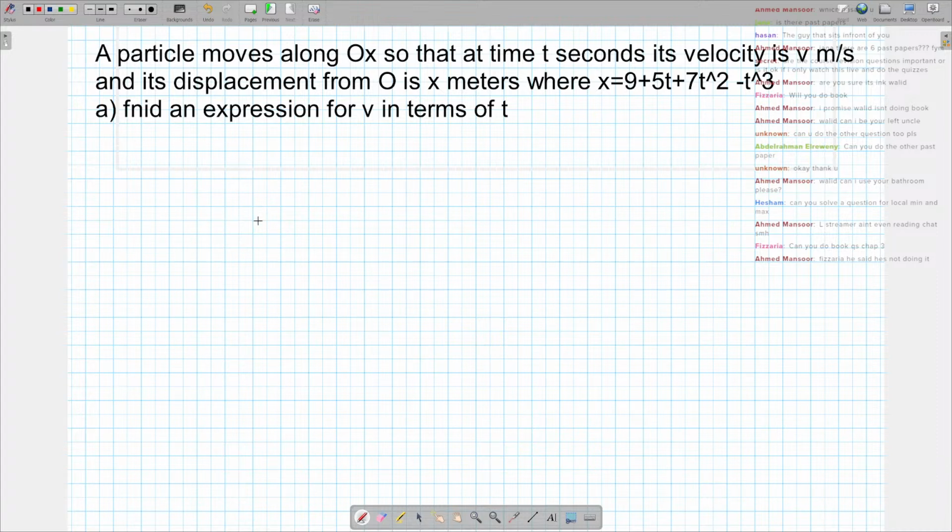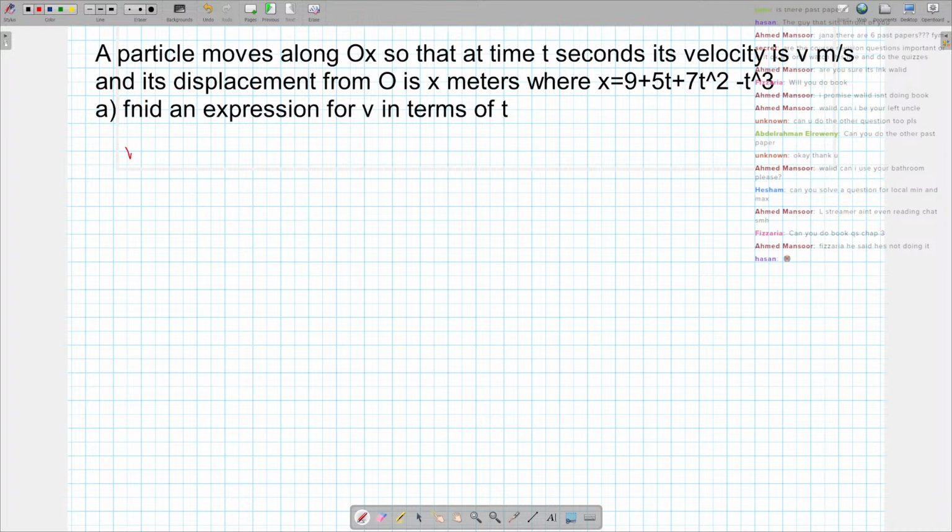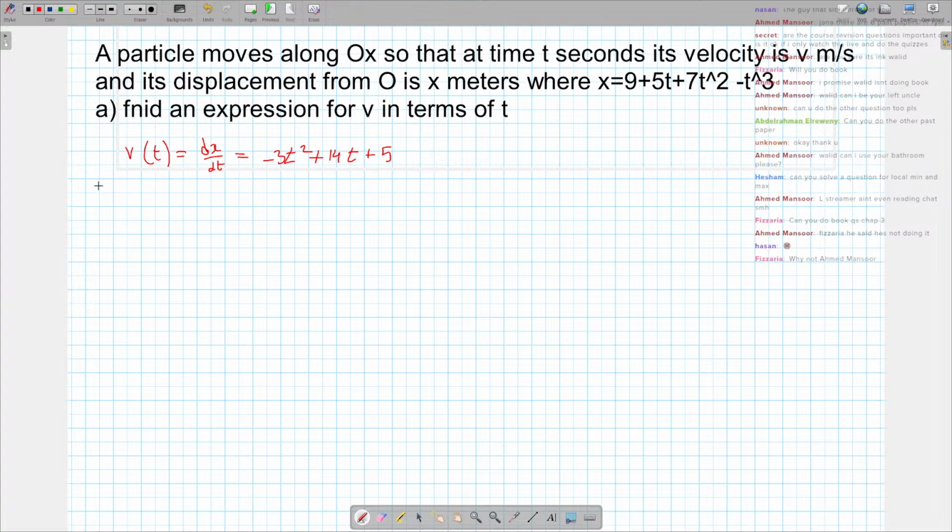Okay, an expression for v in terms of t. So we want dx over dt. What's it equal to? This derived. 9 derived doesn't get you anything. Let's start with the highest term. 3 times minus 1 is minus 3, reduced by 1, t squared. 2 times 7 is 14, reduced by 1, it's t. 1 times 5 is 5. And 9 doesn't get derived. Okay. This is the expression for v in terms of t.